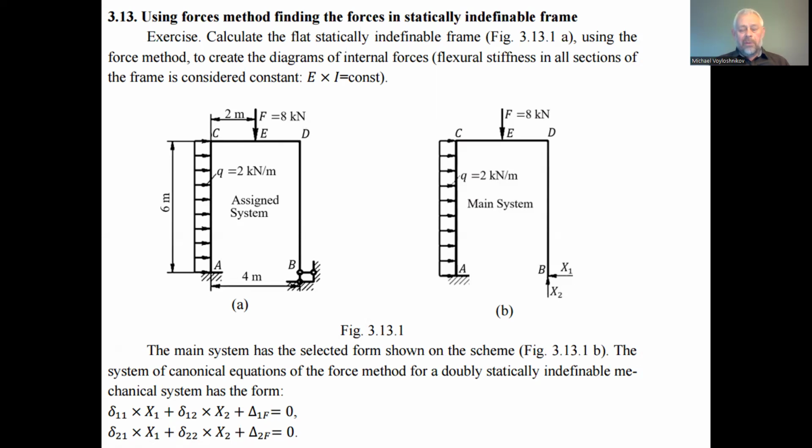First of all, we have to define what the main system is. The main system is a statically determinate system which corresponds to the assigned, statically indeterminate system. We decide that a statically determinate system could be obtained if we cut out the links to the hinge B. We have 2 links here, it is a fixed hinge. And instead of the hinge, at the point B, we apply 2 forces, x1 and x2.